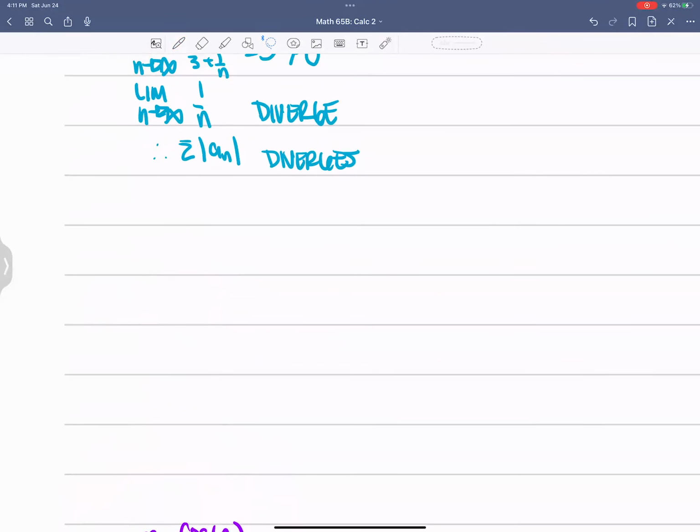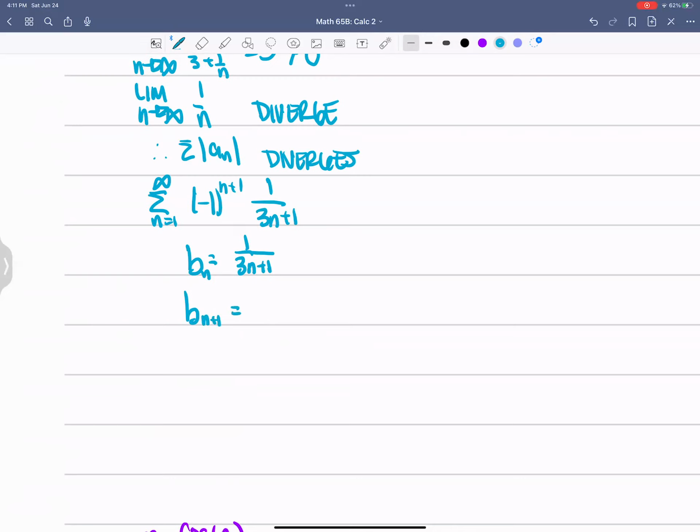The alternating one. So now let's look at the alternating series. Still looking at the same one, it goes from 1 to infinity of negative 1 to the n plus 1, times 1 over 3n plus 1. Now we're going to compare b sub n and b sub n plus 1. Looking at b sub n, 1 over 3n plus 1. Looking at b sub n plus 1, plugging n plus 1 in, we have 1 over 3n plus 4.